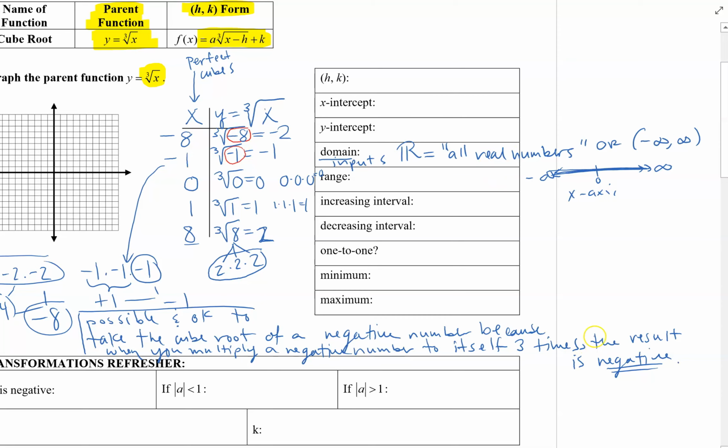But then because when you take the cube root of a negative, the result is also negative, the range is also going to equal all real numbers. Or I can say from negative infinity to infinity, because you'd have to multiply a negative 3 times to result in a negative, right? So the output, the cube root, would have to be negative as well.